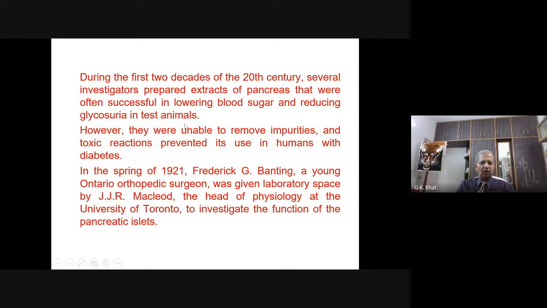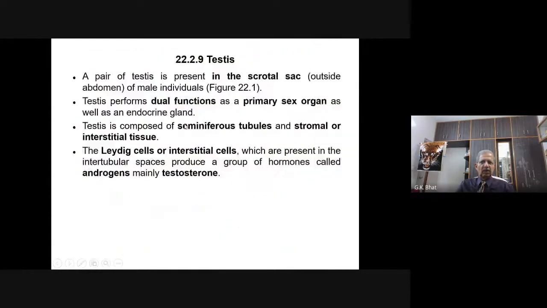So now let us go to the testes. A pair of testes is present in the scrotal sac, outside the abdomen of the male individual. Testes perform a dual function, as a primary sex organ as well as an endocrine gland. Testis is composed of seminiferous tubules. All these details about the testis and ovary you are going to study in detail in the 12th standard syllabus.